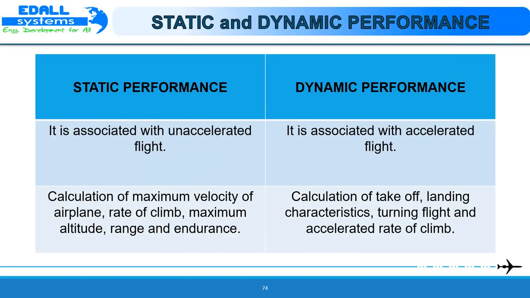Let us move on to the difference between static and dynamic performance. Static performance is associated with unaccelerated flight. Calculation of maximum velocity of airplane, rate of climb, maximum altitude, range, and endurance comes under static performance. Dynamic performance is associated with accelerated flight, where we can calculate the takeoff and landing characteristics, turning flight, and accelerated rate of climb. I hope you have understood today's session.